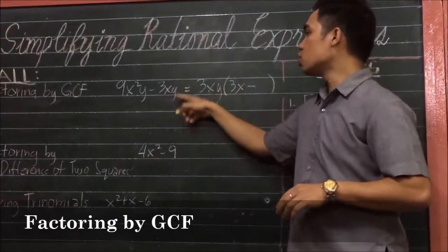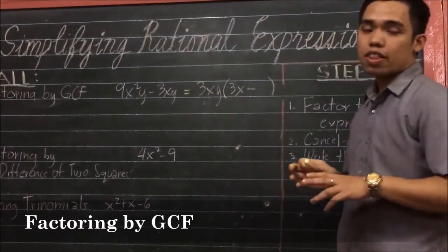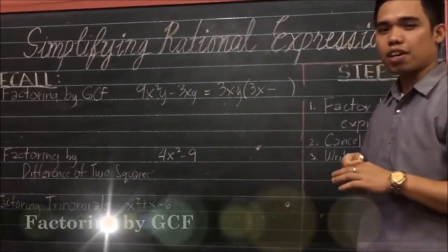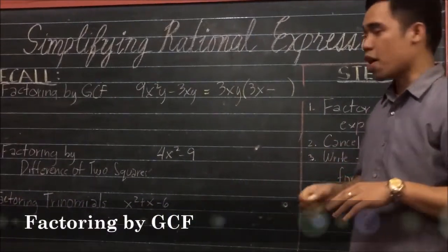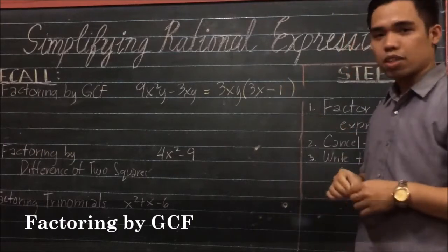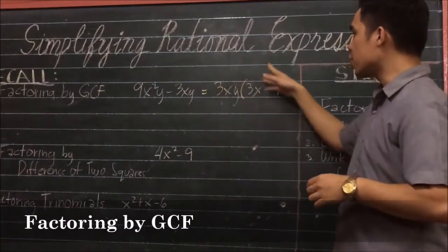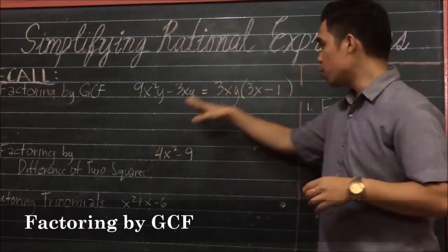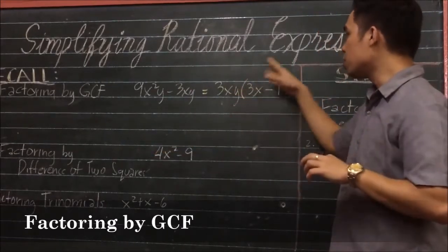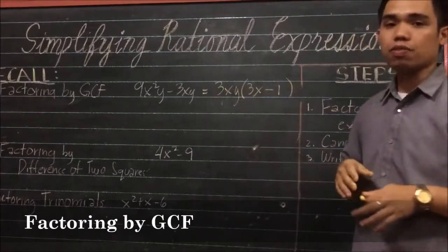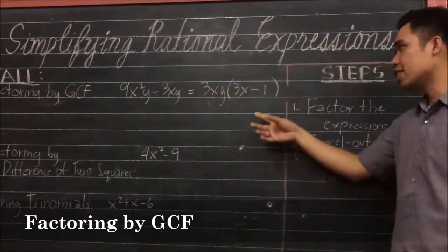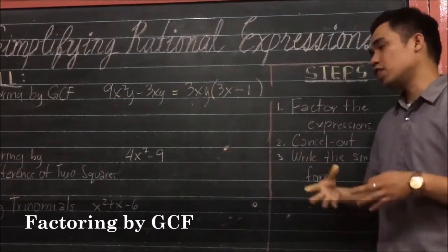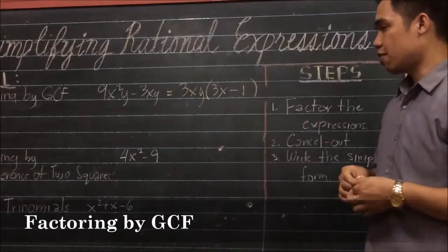Minus, since we take out the whole 3xy, what are we going to put? Is it 0 or 1? Okay, good. It's 1. Why is it 1? Because if we multiply and distribute it, it will go back to the given. If we put 0, it will be minus 0, and it will be different from the given. So it has to be 1. And that means this is correct. So this is how you factor expressions by GCF.